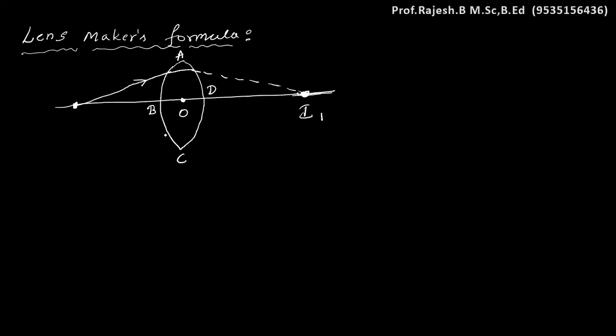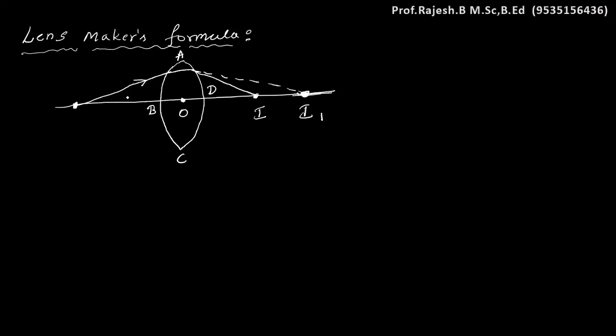From the first face ABC, after refraction of light, I am getting the first image, that is I1. And where does this I1 locate? It actually locates inside the lens. And this I1 acts as a virtual object for the second face. For the second face, I1 behaves as the object. Hence we get the final image after refraction, that is I.